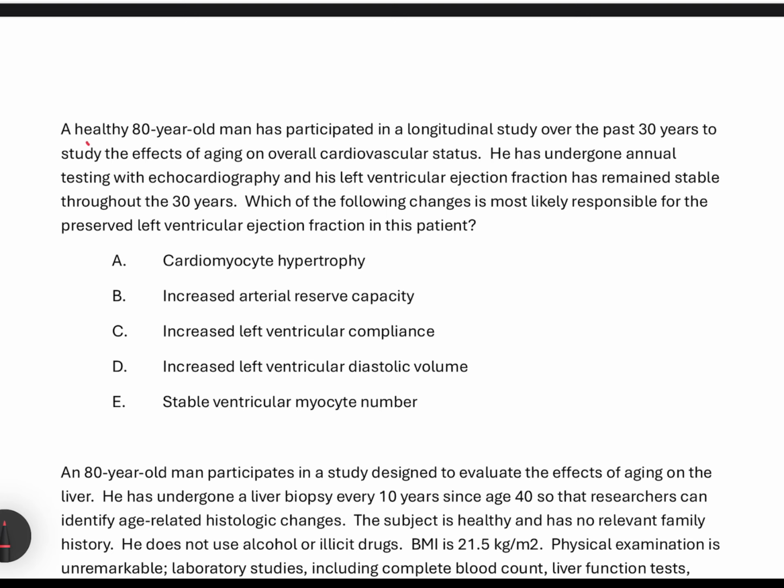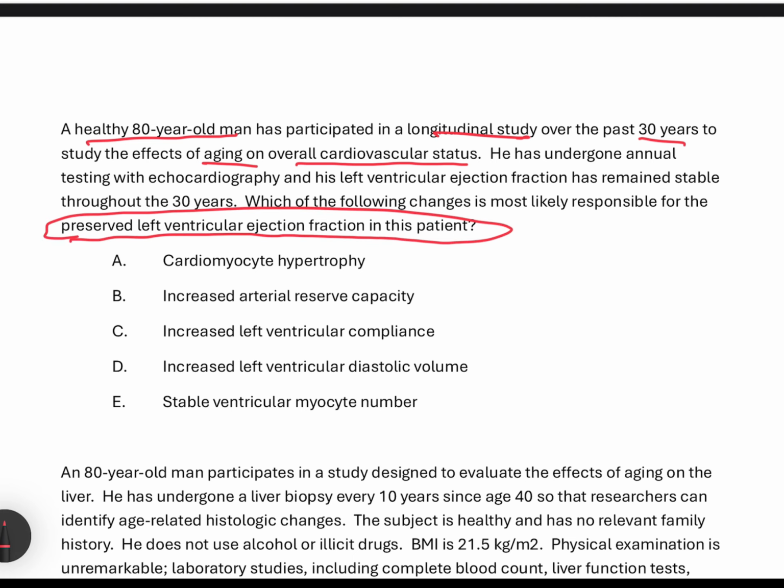Our next question is: a healthy 80-year-old man has participated in a longitudinal study over the past 30 years, studying the effect of aging on the cardiovascular system. Which of the following factors is most likely responsible for the preserved left ventricular ejection fraction in this patient? He undergoes annual testing with echocardiography and the left ventricular ejection fraction has remained stable.